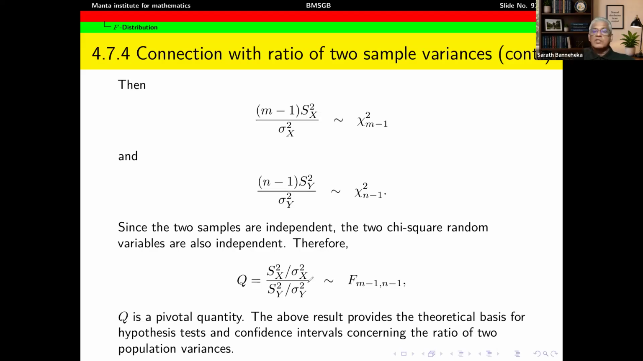This pivotal quantity is very useful in statistical inference, especially when you want to construct confidence intervals for the ratio between the variances of two independent normal distributions, as well as when you want to test, for example, the equality between the variances of two independent normal distributions. So that will be used later on when we talk about statistical inference. So this is a very useful result.